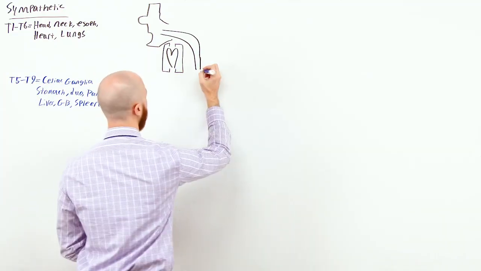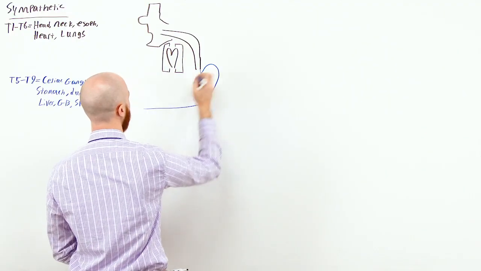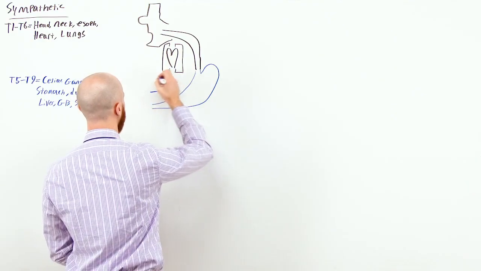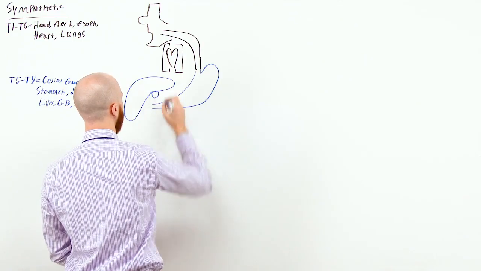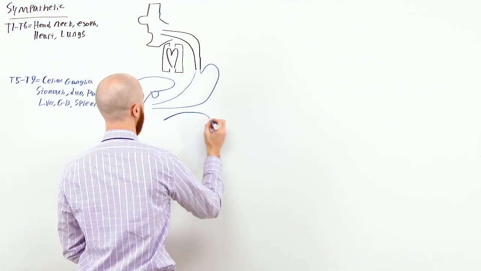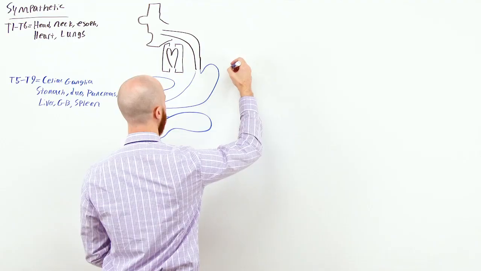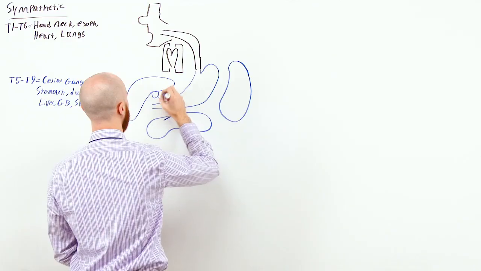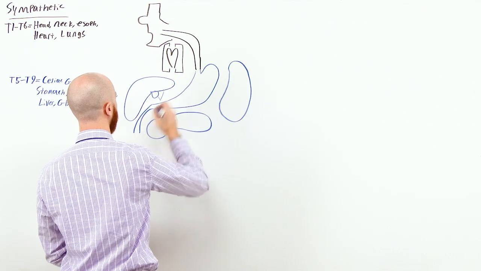So to draw that out, we have the stomach, the liver, the gallbladder, the pancreas, and the spleen. And finally, the duodenum.